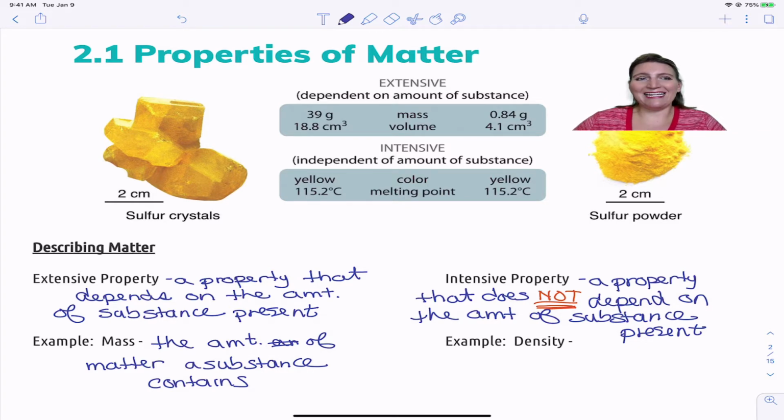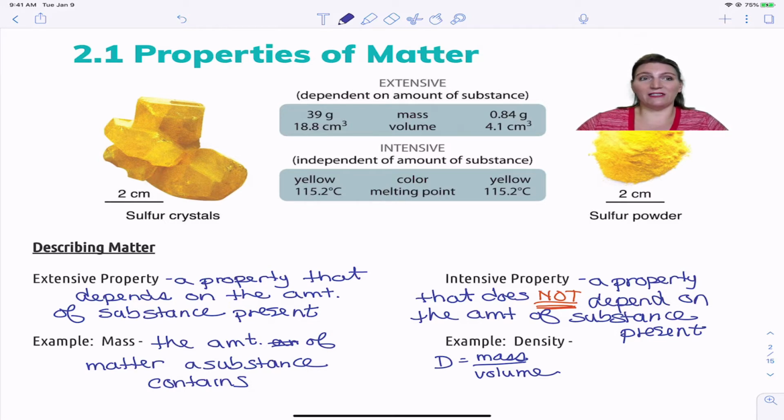Now an example of an intensive property is density. We'll do a lot of work with density this year. You may remember that density, there's a formula for it, is the ratio of mass to volume. And it's really interesting because mass is an extensive property and volume is an extensive property, but when I take mass and divide it by volume, that number is always going to stay the same. The density of sulfur is a constant.